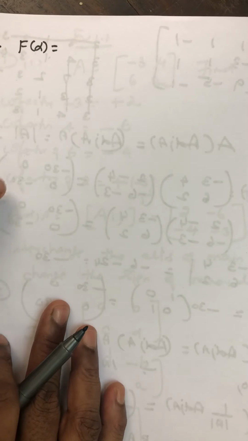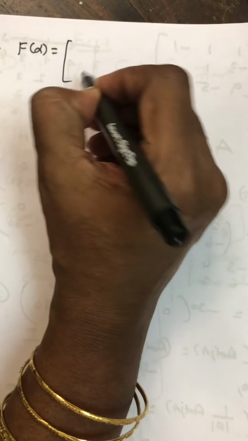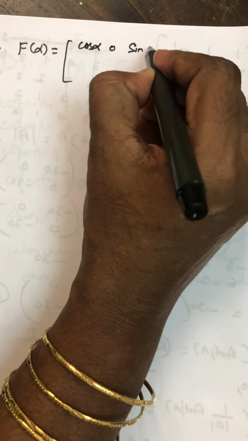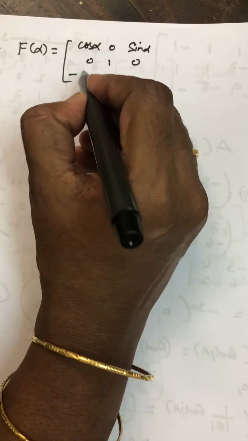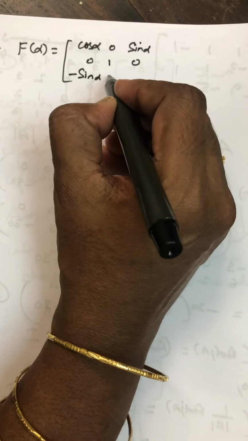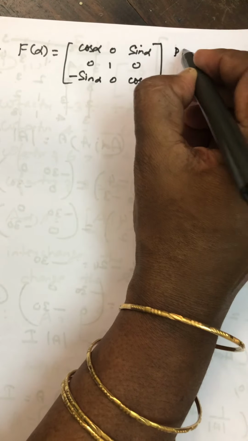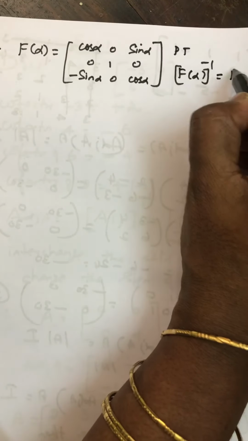Hi students, let us continue to do some more problems for finding inverse of a matrix. Exercise 1.1, sum number 3. It is given f of alpha is cos alpha 0, sin alpha; 0, 1, 0; minus sin alpha 0, cos alpha. This is given. What do you want to prove? Prove that f of alpha inverse is equal to f of minus alpha.